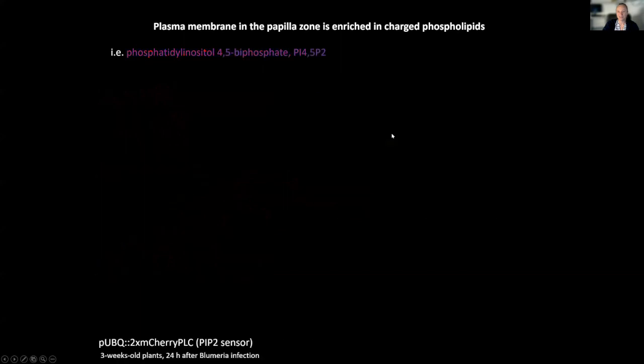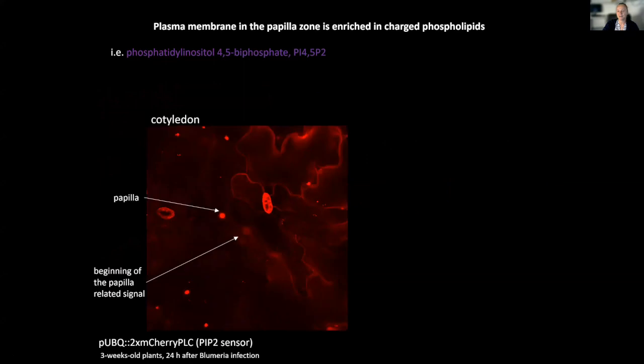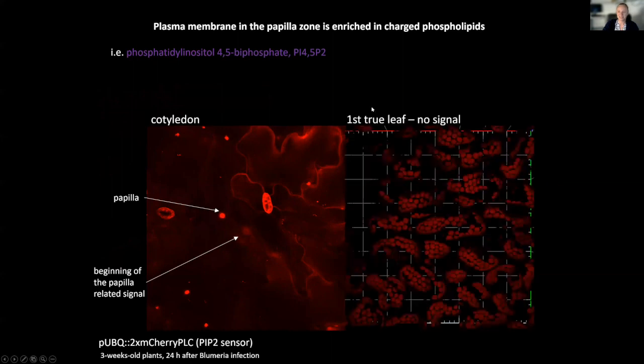If we look at another minor phospholipid, we tried to do it with the same setup with a certain sensor. We did see it as well in the papilla, but then another challenge was that the sensor was only expressed in cotyledons, but not in true leaves. So we had to redesign our experiment to work with younger plants, saying to ourselves that a papilla is still a papilla.